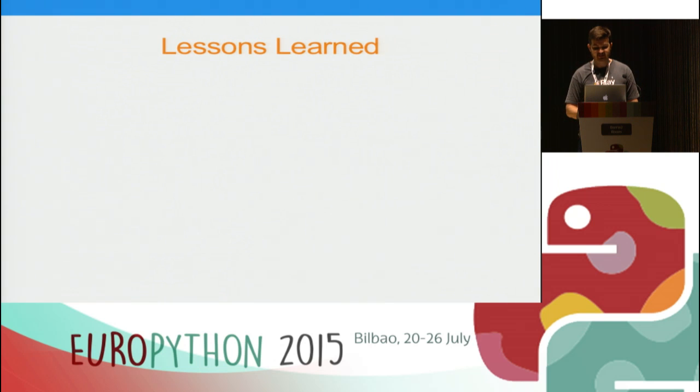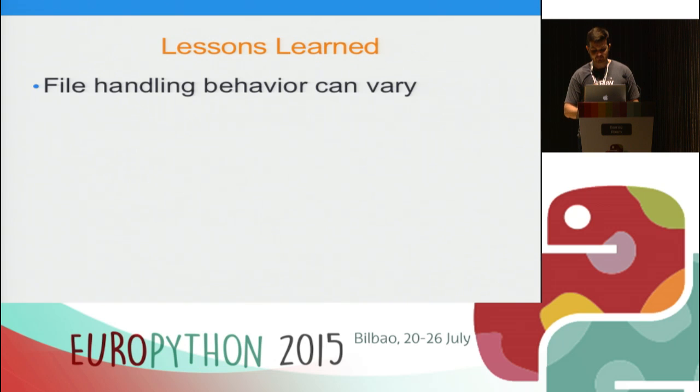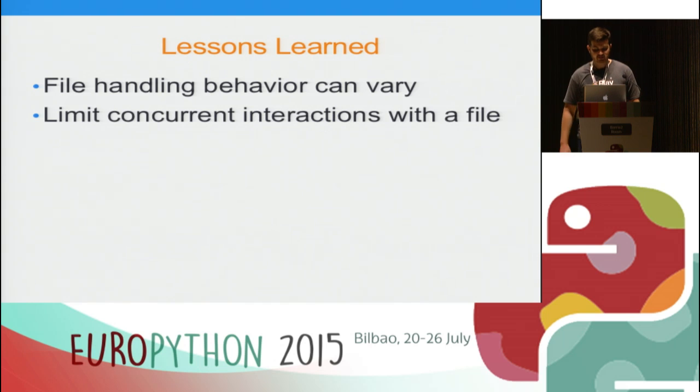So the lessons learned here is that file handling behavior can vary subtly, and you need to be aware of it. Also, in order to help cover these undocumented behaviors, limit the number of concurrent interactions you may have with a file. I didn't cover all the other issues we've run into, but one example is if you have a file handle open and you try to remove the file, you'll get a bunch of tracebacks on Windows. So the best way to avoid all of these is just to limit how many interactions you may be having.